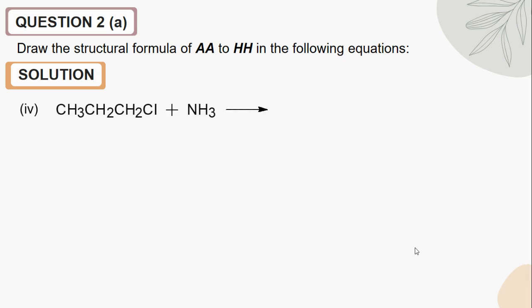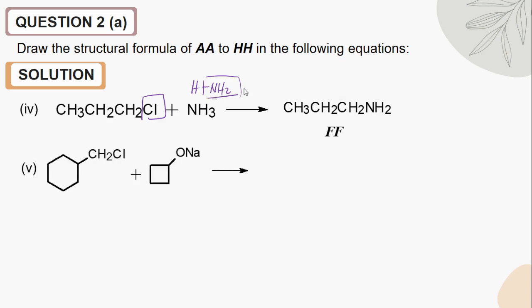Continue with question number 4. Again, this is nucleophilic substitution. So this is going to be replacing Cl with NH2. So that is what ammonia is, H and NH2. So when NH2 replaces it, your structure is going to be CH3, CH2, CH2, NH2. This is your FF.